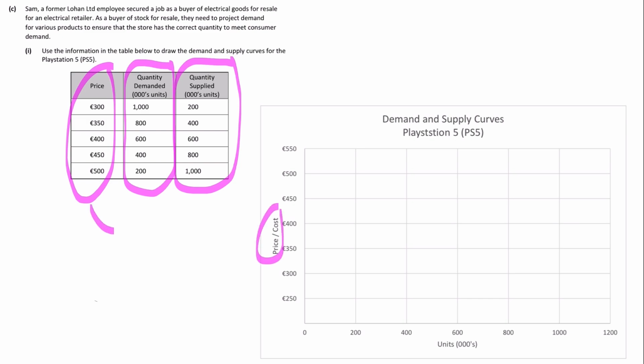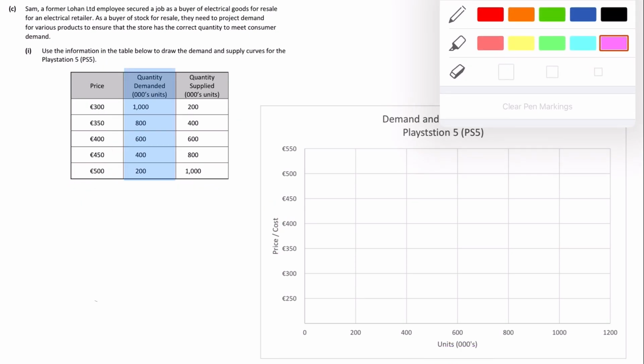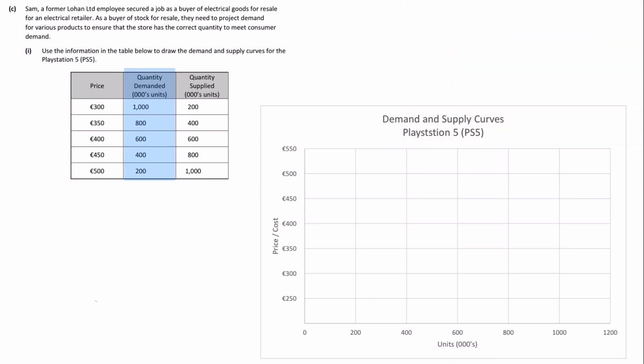Here we have the price, and we're going to look at it in relation to the supply and demand charts, okay? And here is the quantity supplied there, okay, and demanded. So let's take a look. We're going to look at the quantity demanded first. So when the price is 300, the quantity demanded is 1,000. So you can see there, the price is 300 and the quantity demanded is 1,000.